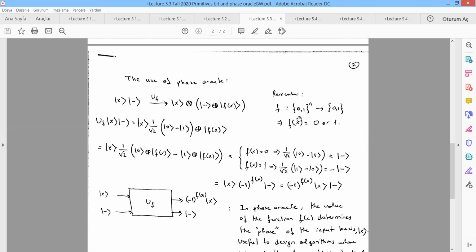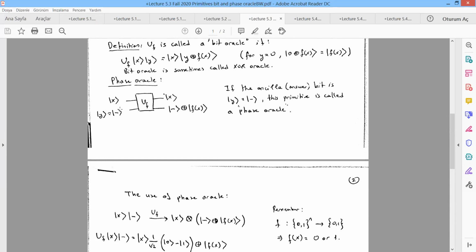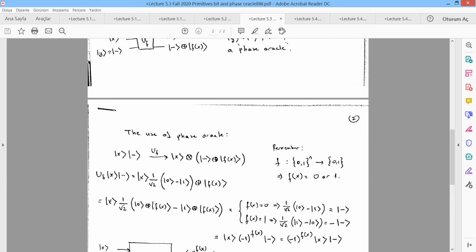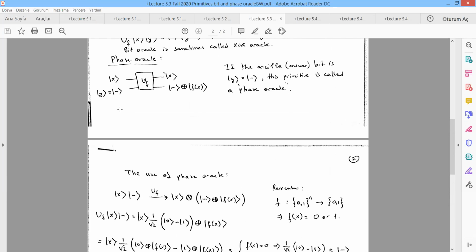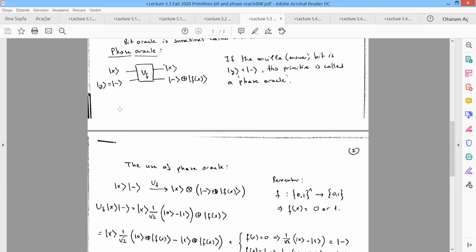Again, let's remember, this function is a mapping from n-bit strings to a single bit. So in other words, f of x is either 0 or 1. So in the input, we have |x⟩ tensored with |−⟩. This is |x⟩, |−⟩ in the input. And we apply the unitary U_f to this, and in the output we obtain |x⟩ tensored with |0 plus f of x⟩ minus |1 plus f of x⟩. This is my output state.